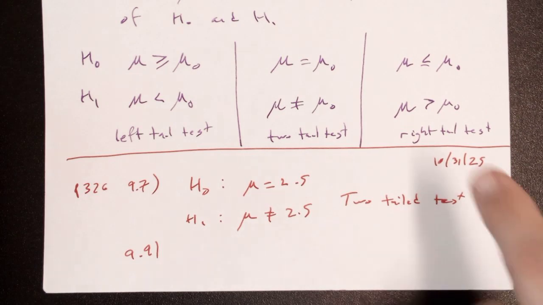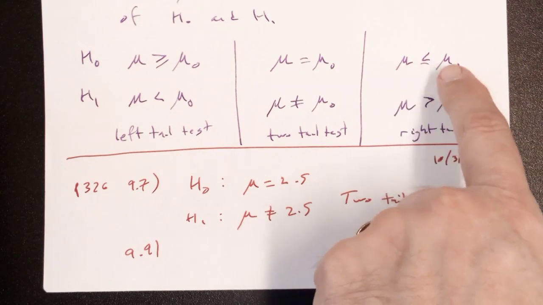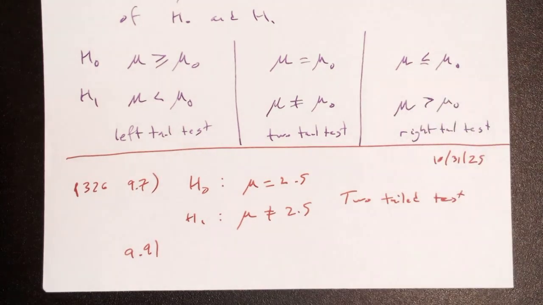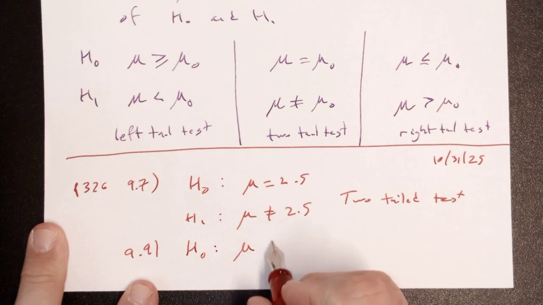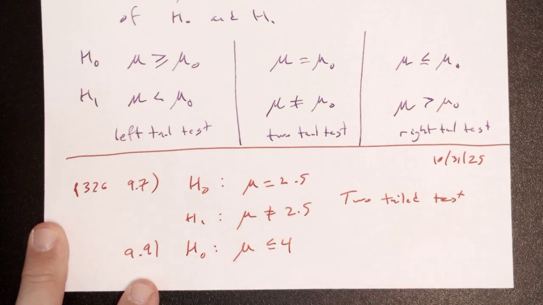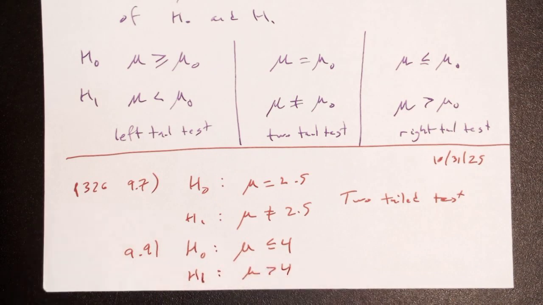Right tail. The average time is less than or equal to the number I've claimed. So my null hypothesis, the average time is less than or equal to 4 minutes. And the alternate hypothesis is that it's bigger than 4 minutes. So that's how I decide what the hypothesis setup is.